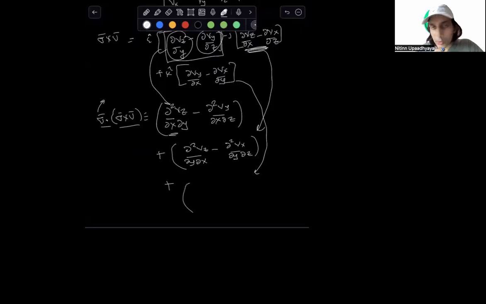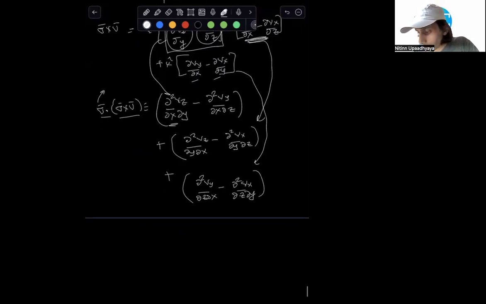So let's calculate. What we need to do is take the partial derivative with respect to z of both these terms. So this will give us ∂²Vy/∂z∂x minus ∂²Vx/∂z∂y. So let's look at all the terms that we have with us. We have ∂²Vx/∂z∂y with a minus sign. But if I look at this term, that's also ∂²Vx/∂y∂z.